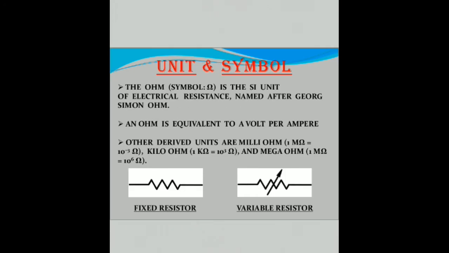Then the other derived units are milliohm, where 1 milliohm equals 10 to the power minus 3 ohm, kilo ohm, which is 10 to the power 3 ohm, and mega ohm, which is 10 to the power 6 ohm. After that there is the diagram of the symbols of the register in the electronic circuit. In an electronic circuit, this is how we know it is a resistor and not an inductor. This is the symbol of a resistor, and this is the symbol of the variable resistor. After some time I will discuss the fixed resistor and the variable resistor.